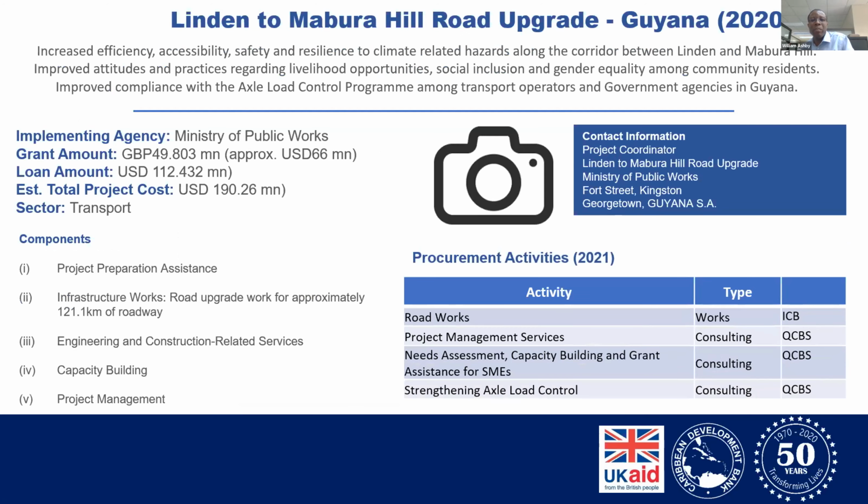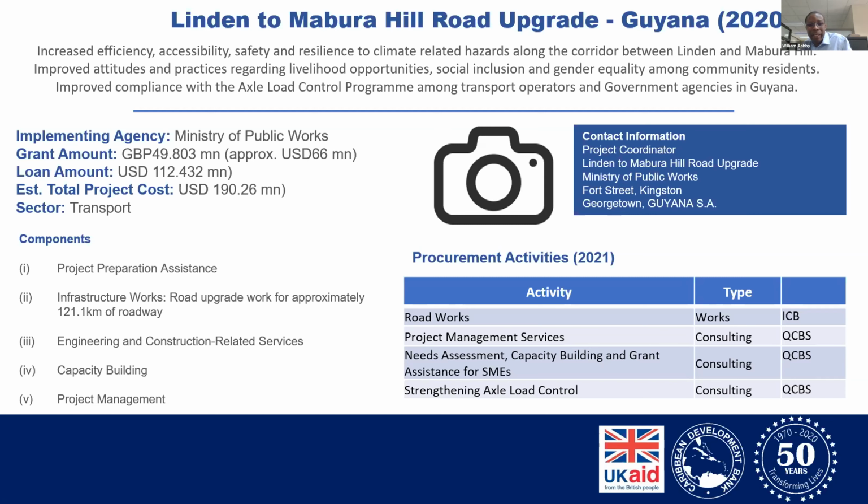Now this one, Linden to Mabura Hill, was approved at the end of last year, and it's the largest amount of funds towards any one single project the bank has ever approved at a time. So the total project cost for that is about 190 million US dollars. There will shortly be a roadworks opportunity, international competitive bidding coming up, and consulting services opportunities for project management.